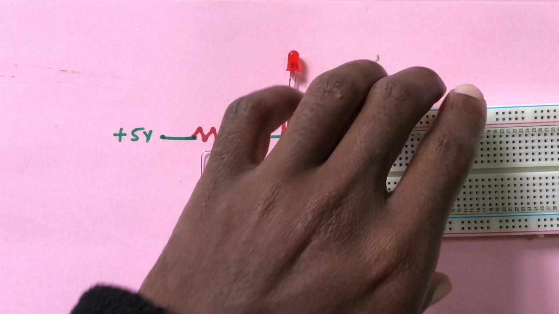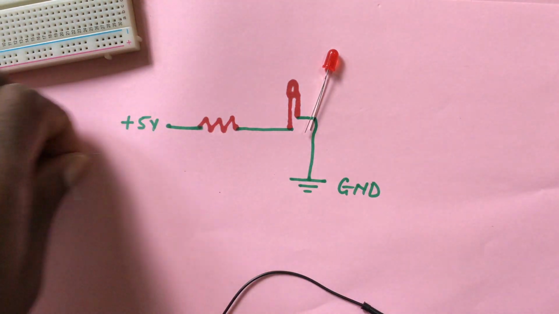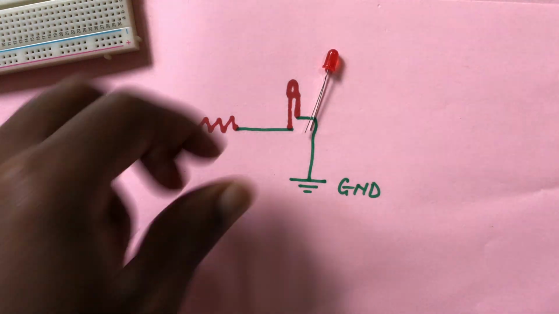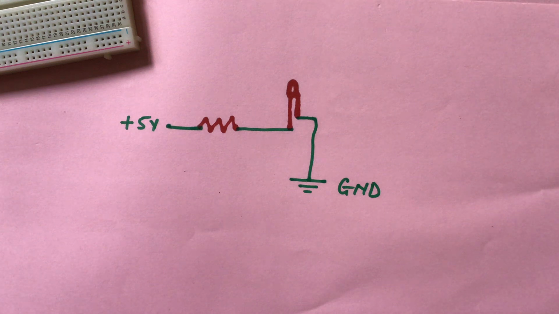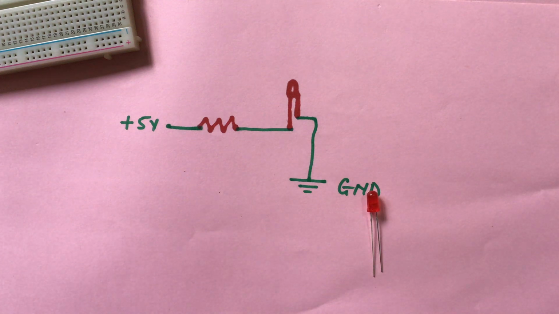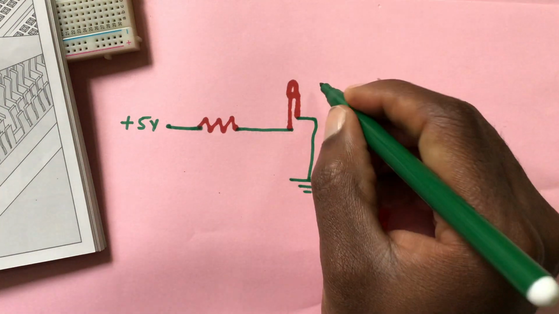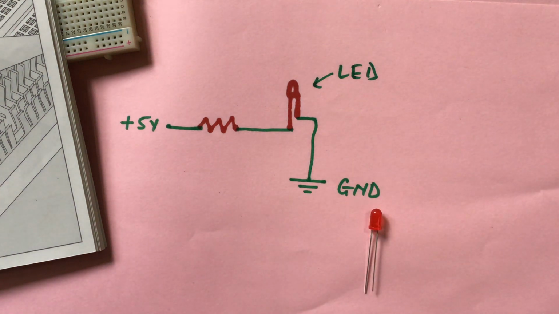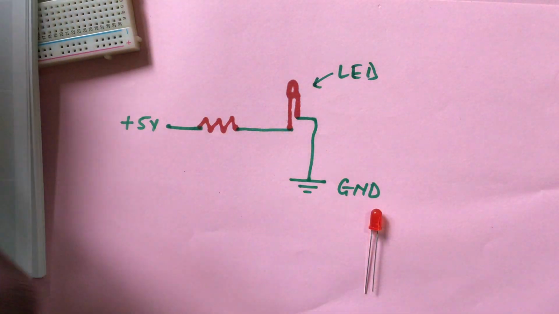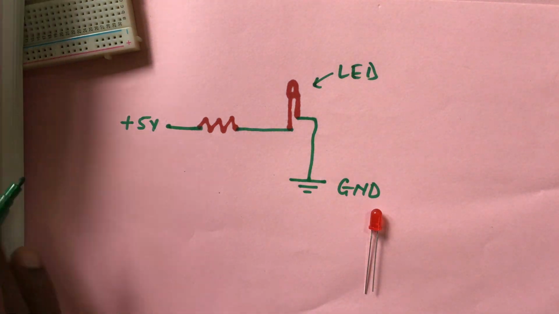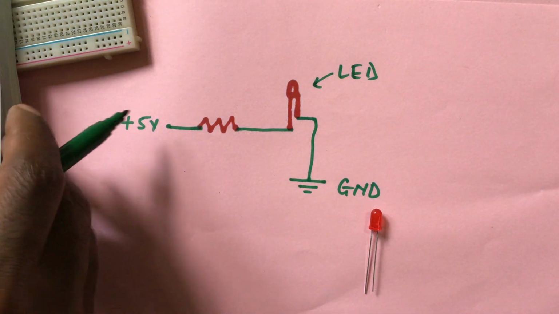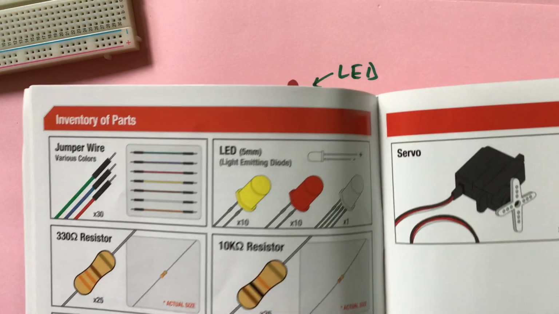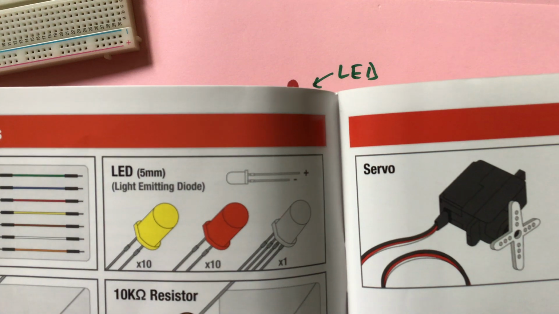So first things first, let me put these things aside. Let us start with the LED. Placing the LED there. So this is the LED. The LED in full, as I said earlier on, is called the light emitting diode, and that's the one we're talking about, the light emitting diode.